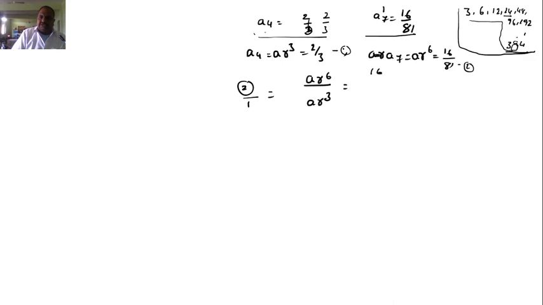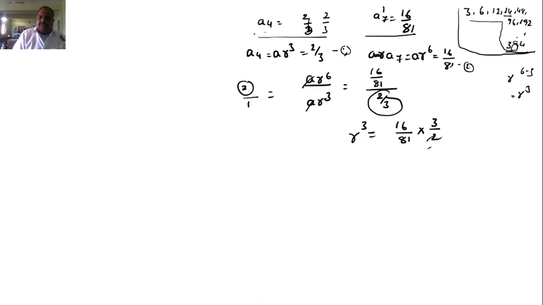The 7th term 16 by 81 divided by 2 by 3. Okay, 16 by 81 into 3 by 2, so the denominator will be inverted. 2 by 3 will become 3 by 2. Here a cancels. r power 6 by r cube. a power m by a power n is a power m minus n. r power 6 minus 3, that is equal to r cube.